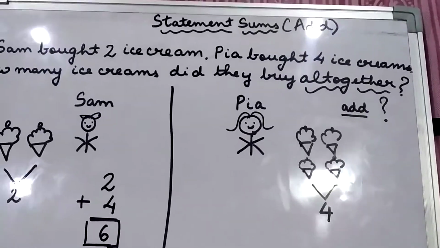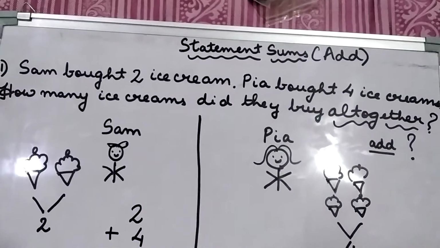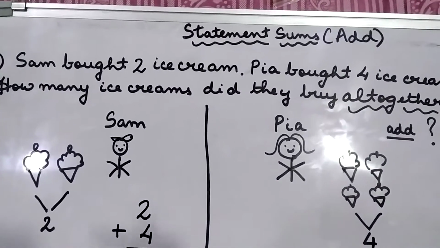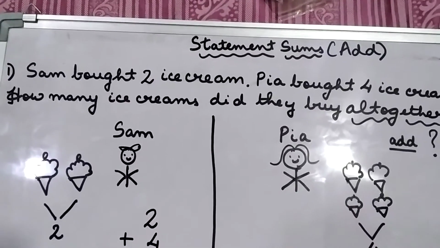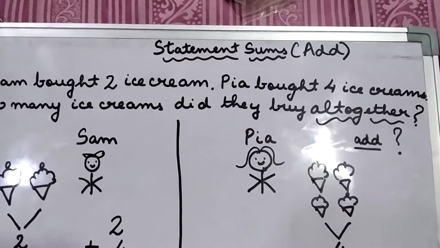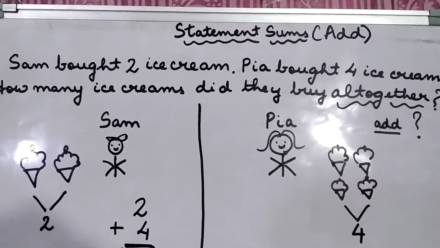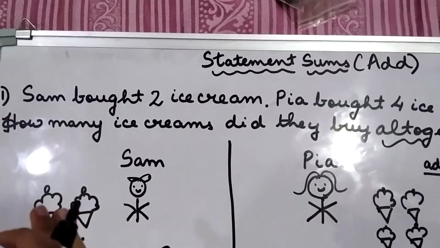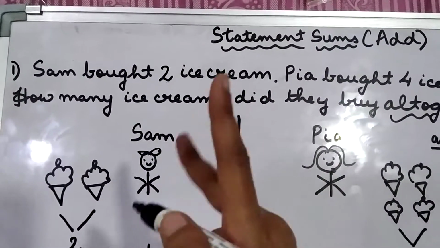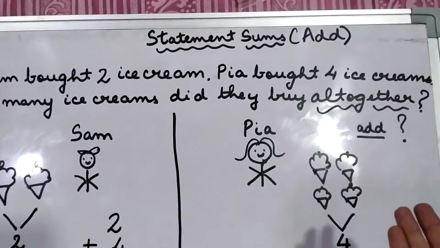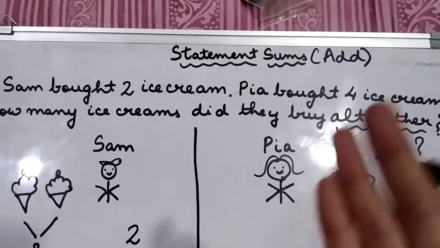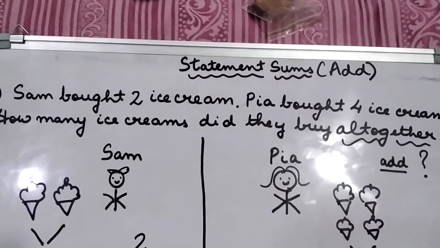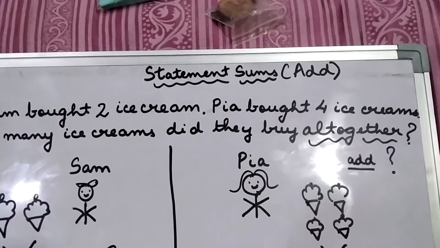So children, in this topic you are going to get a small story. It is in the form of a story. You have done question answers in English, SST, science, in maths also. Now you will get a little different kind of question. In this question you will be getting a little story about something. Like over here we are talking about this boy Sam and Pia. This boy Sam has 2 ice creams and this girl Pia has bought 4 ice creams. And now we need to find out how many ice creams did they buy all together.